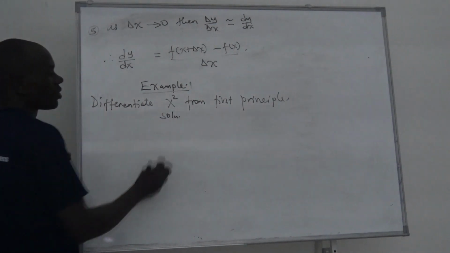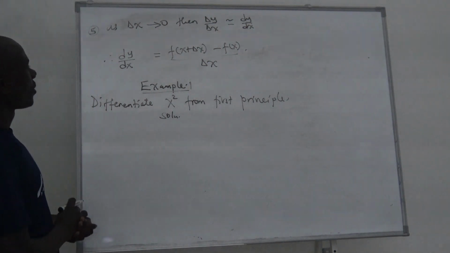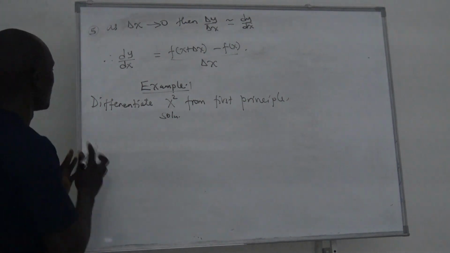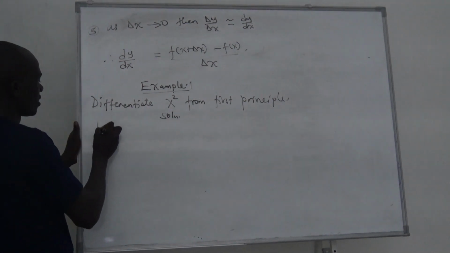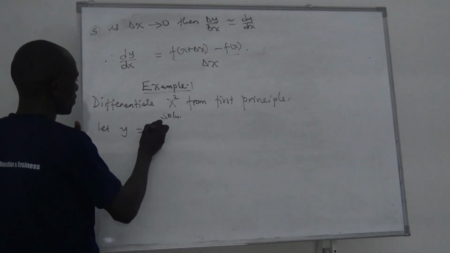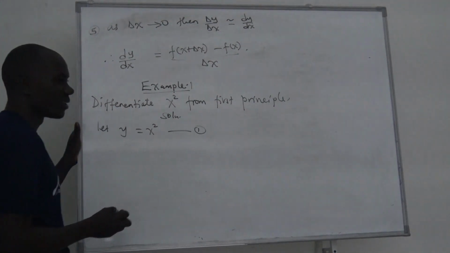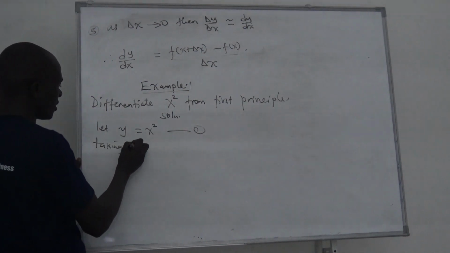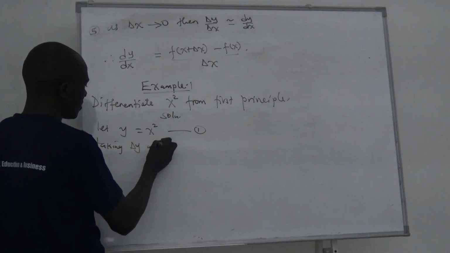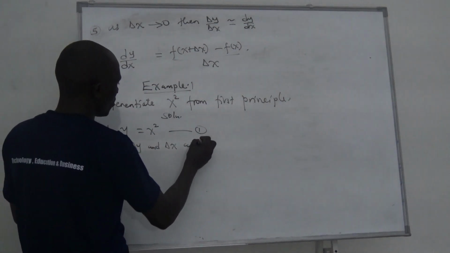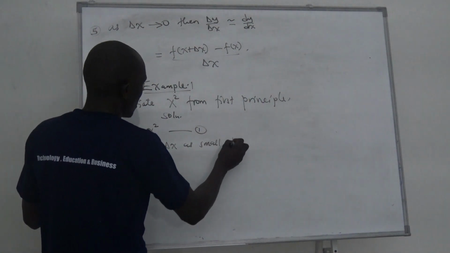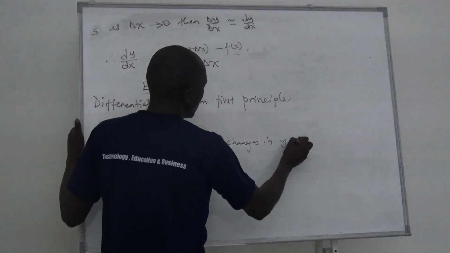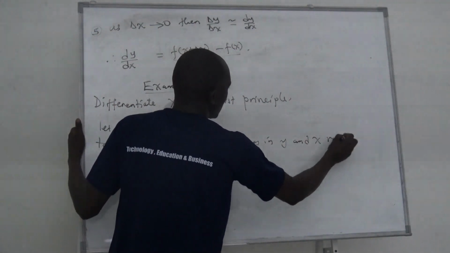So what we're going to do is follow the same procedure which we have already covered. First, we say let y equals x squared. So this is the first equation. Then we say, taking delta y and delta x as small changes in y and x respectively.